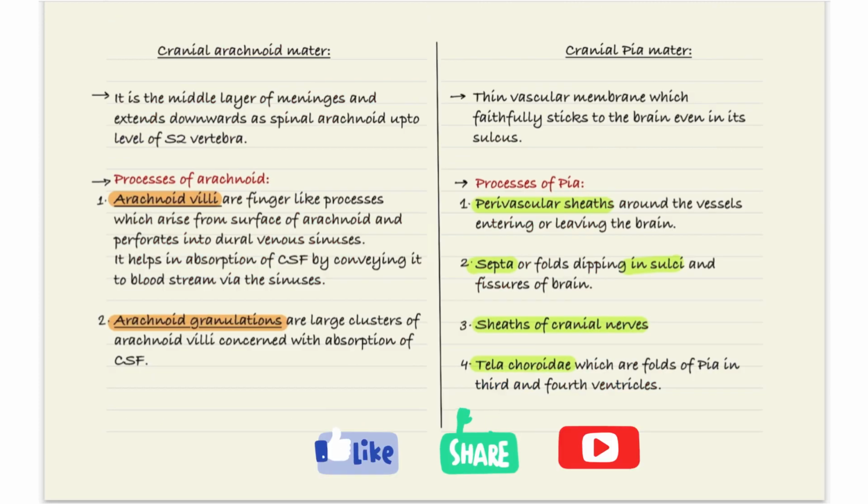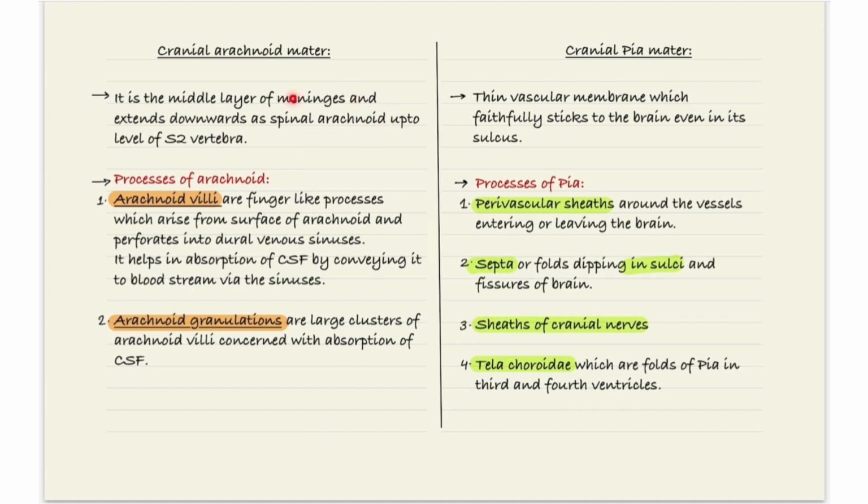Now we will come to cranial arachnoid mater. It is the middle layer of the meninges and extends downward as spinal arachnoid up to the level of S2 vertebra. The processes of arachnoid are the arachnoid villi, which are finger-like processes which arise from the surface of arachnoid and perforate the dural venous sinuses. It helps in absorption of the CSF by conveying it to the bloodstream via the sinuses.